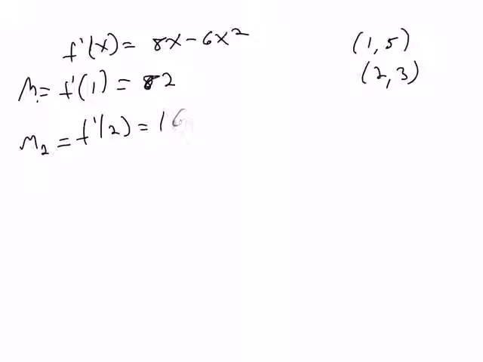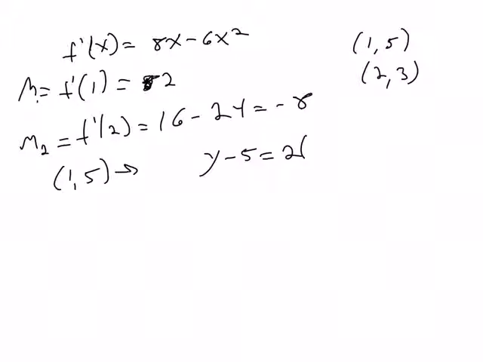So 16 minus 4 times 6 is 24, which is equal to negative 8. Now let's find the line at 1. For the point (1, 5), the line is going to be y minus 5 is equal to 2 times x minus 1, or in other words, y is equal to 2x minus 2 plus 5, so plus 3.